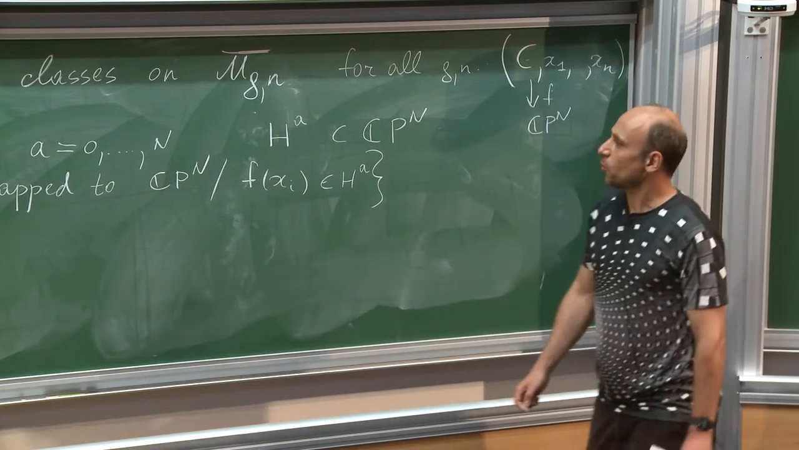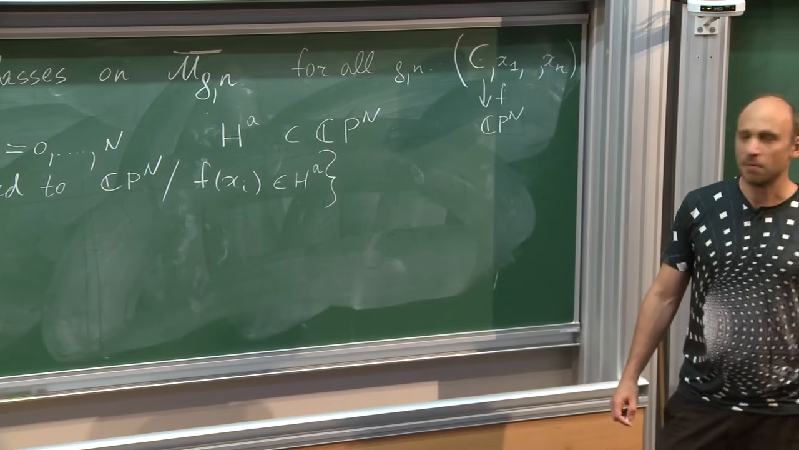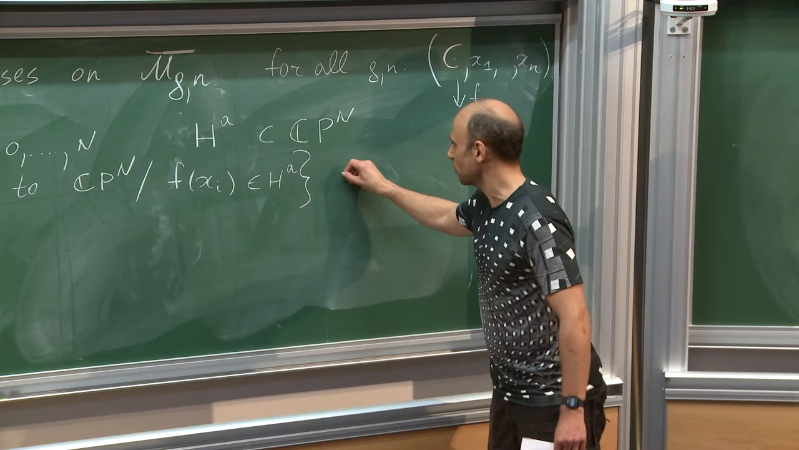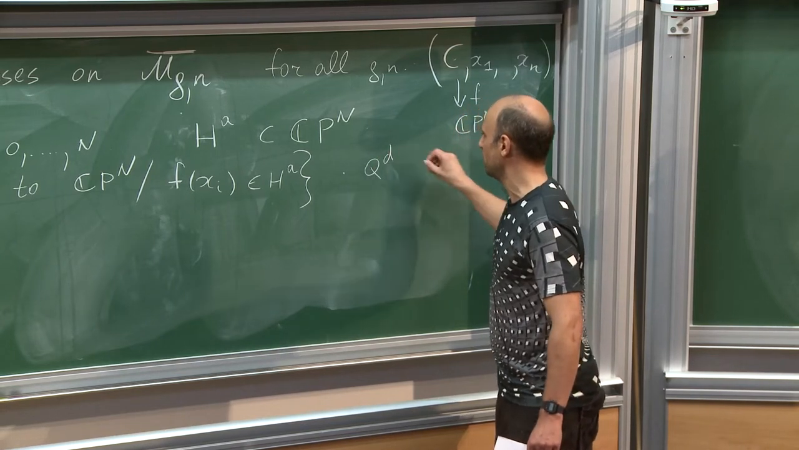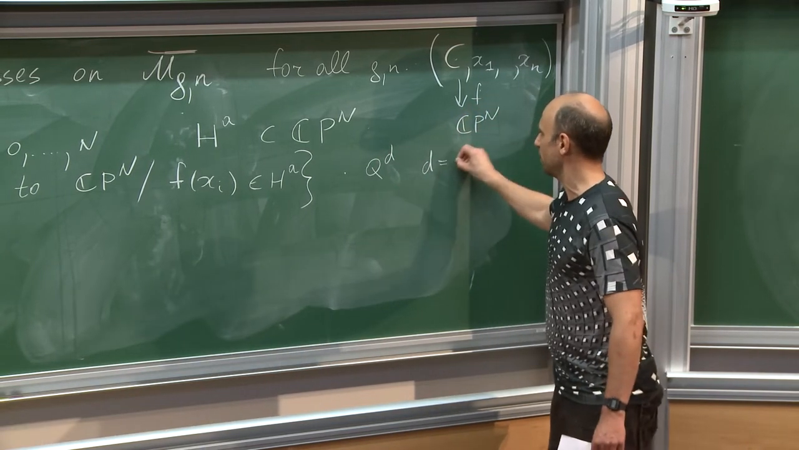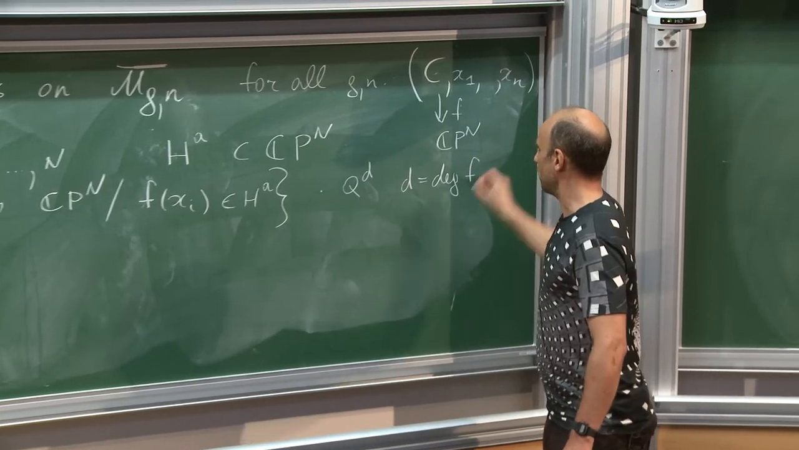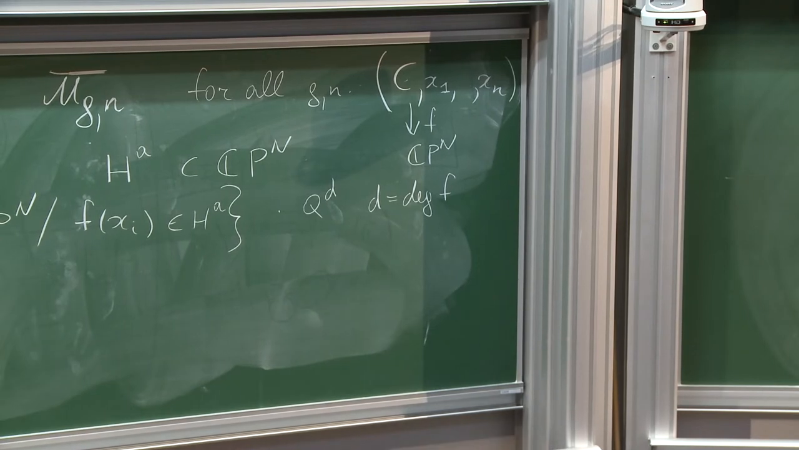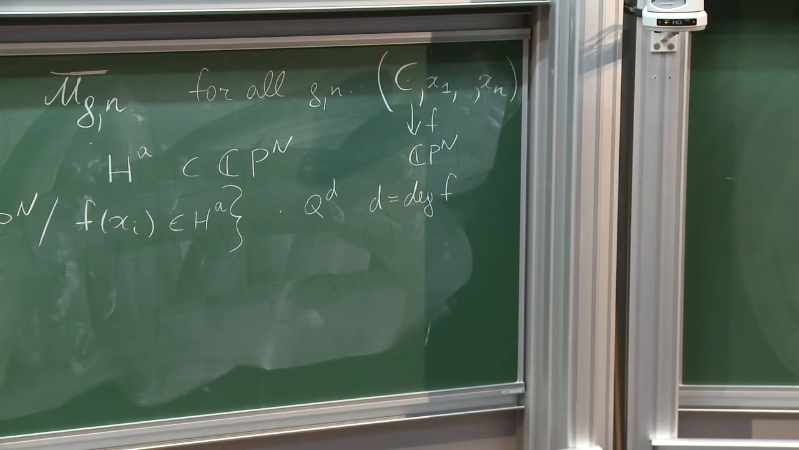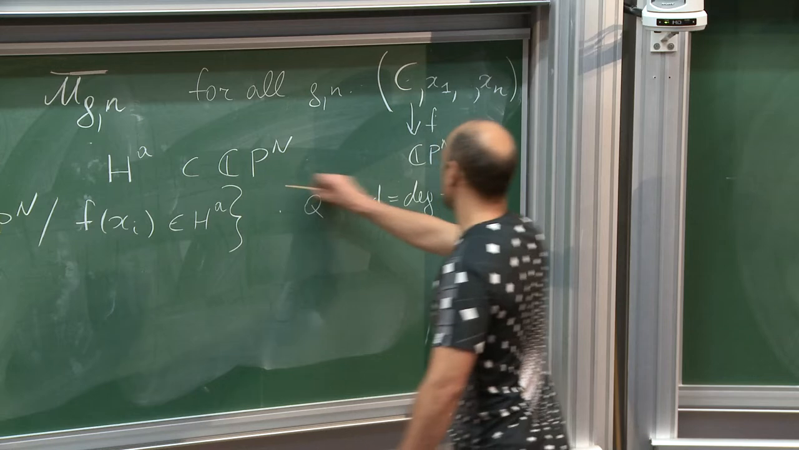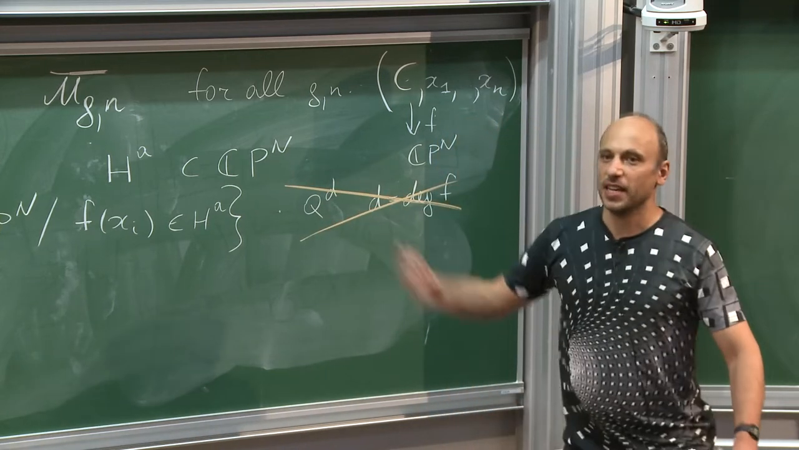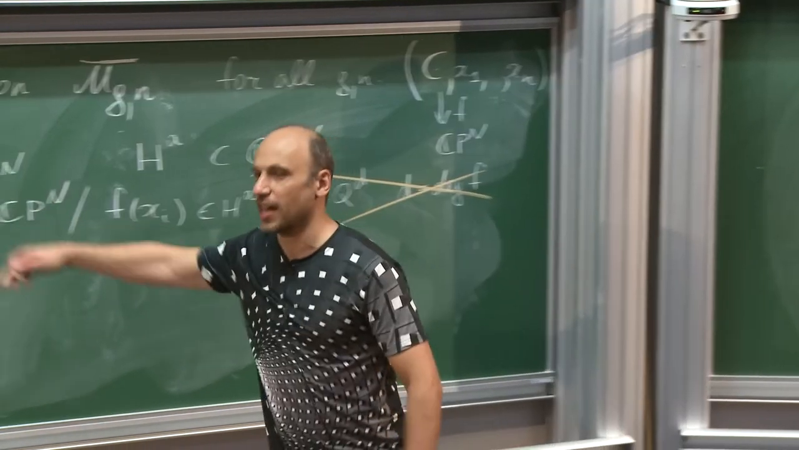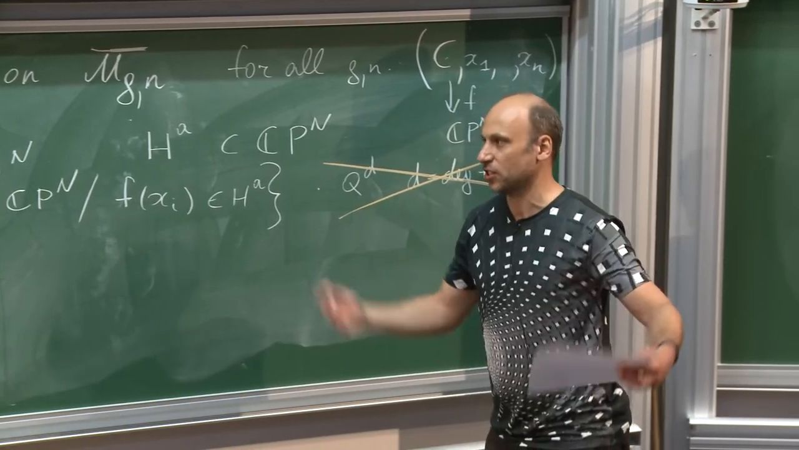And usually at this point you also fix the degree of the map, but I will not fix the degree, so usually there is also some parameter q to the power d, where d is the degree of f. But we will not do that, so I'll cross it out. I plug q equals 1, and this will be a cycle of mixed degree. So for different degrees of the map f, this cycle will have different dimensions, and I just take the sum of them all.